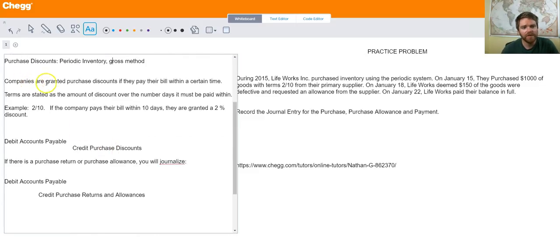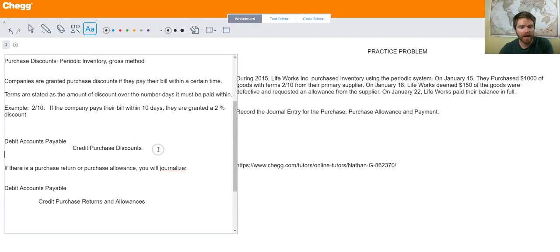So once again, companies are granted purchase discounts if they pay their bill within a certain time. And these are stated as terms in the contract: the discount over the number of days it must be paid within. So for example, terms 2/10. What that means is that if the merchant pays their bill within 10 days, they qualify for a 2% discount.